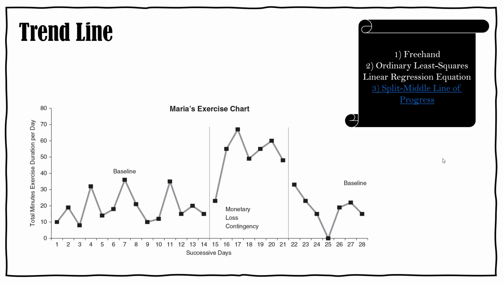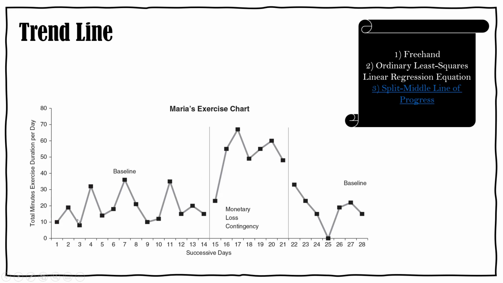If you have a lot of variability, then you want to typically do the second or third option. So let's look at the data that we have in this graph. On the y-axis, we have total minutes of exercise duration per day, and on the x-axis, we have our days. You can see in baseline, we have a lot of variability. It kind of looks like it's increasing here, but then maybe leveling off or even decreasing down here.